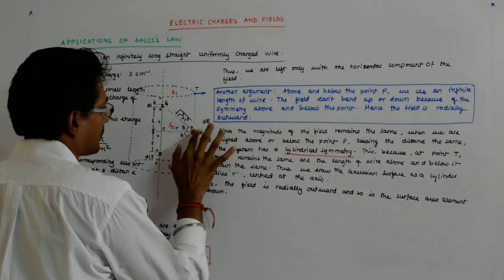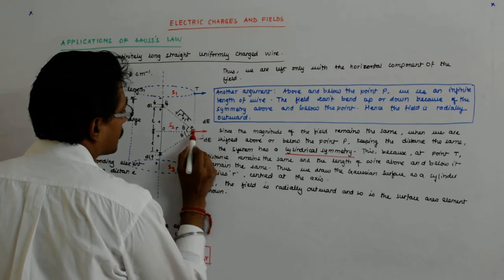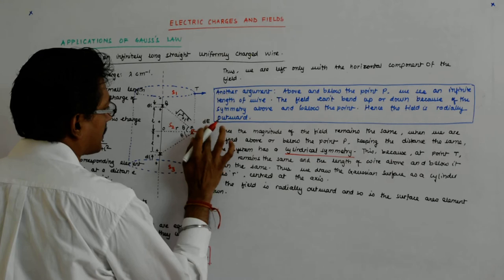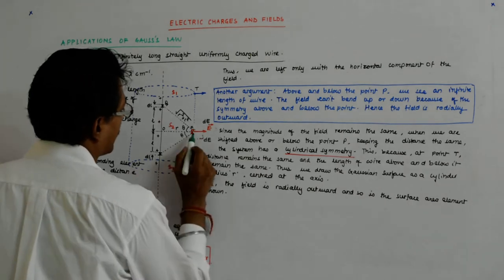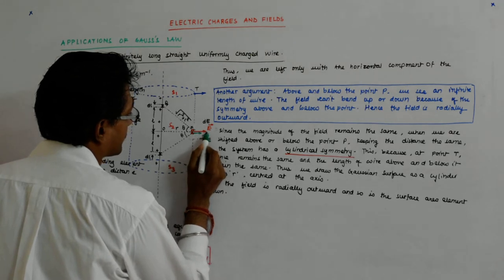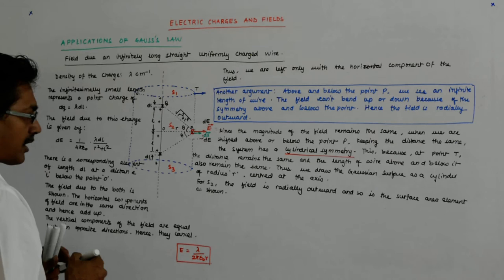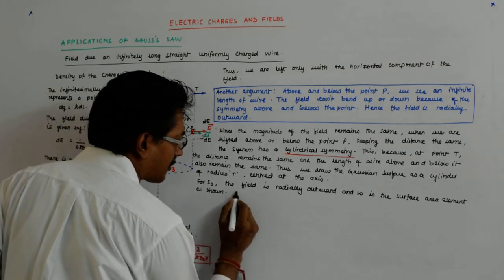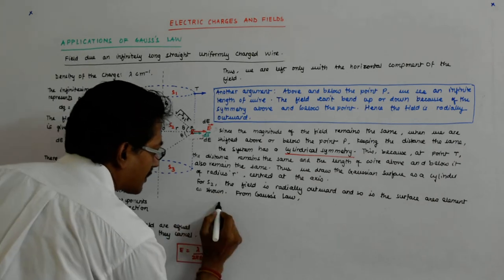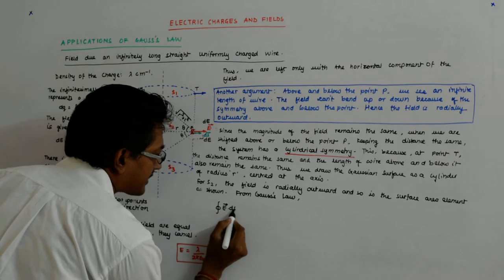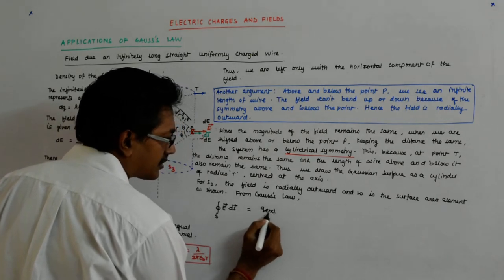Maybe I remove this so it becomes a bit cleaner, and here I just show one radial field, okay? This is your E field, and your dS is this. Do we see that? Now what happens? From Gauss's law, the integral of E dot dS over the whole surface is equal to Q enclosed divided by epsilon naught.